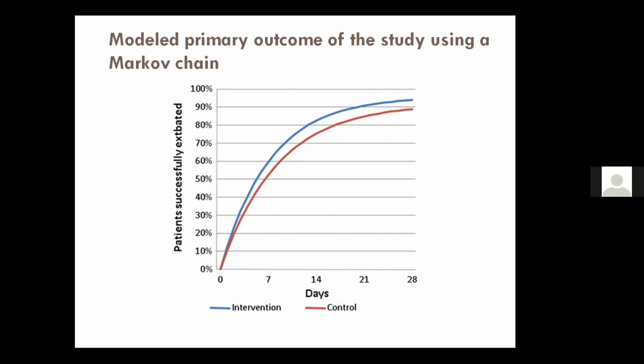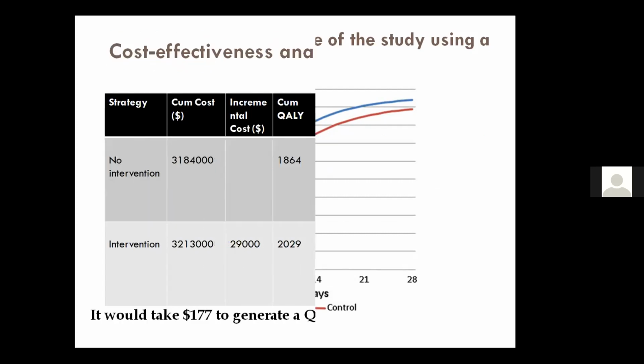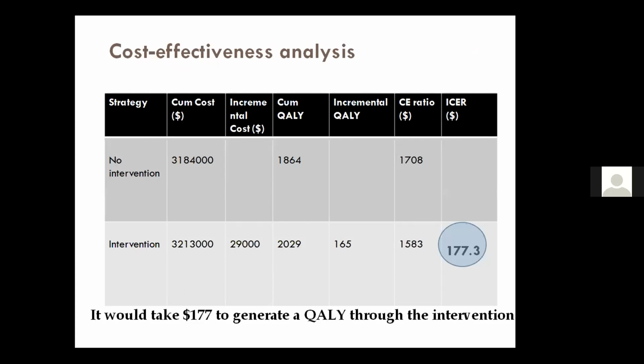We are taking patients off ventilation more quickly. And what is the cost effectiveness analysis result? I am putting the values directly here. Cumulative cost for this intervention, this is what was found there. Incremental cost is second minus first. Cumulative quality for the intervention, this, again the incremental quality, and finally $177.3 to generate a quality through the intervention.